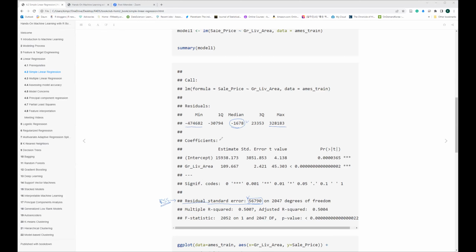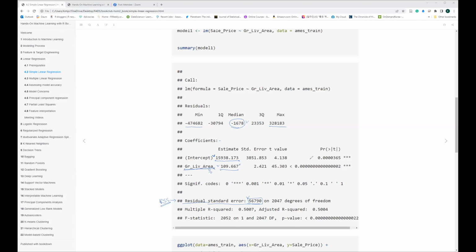When we look at the coefficients, the intercept is this one. That means when the ground living area is 0, that's the baseline sales price. Depending on a one unit increase of this value, on average we can expect the sales price to increase by $109.67 for every 1 square foot increase in livable area.